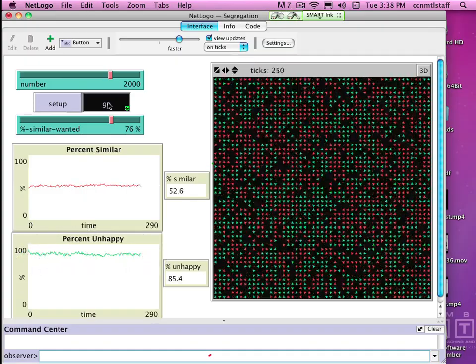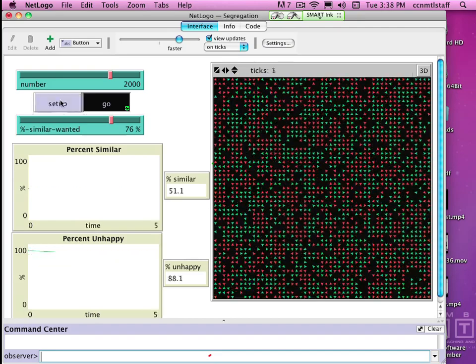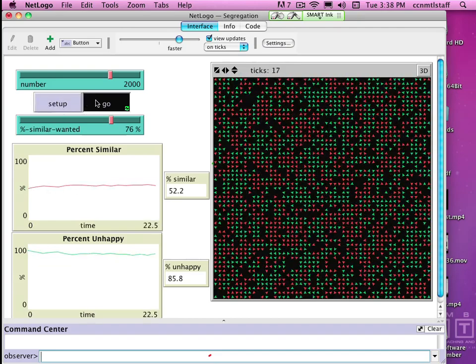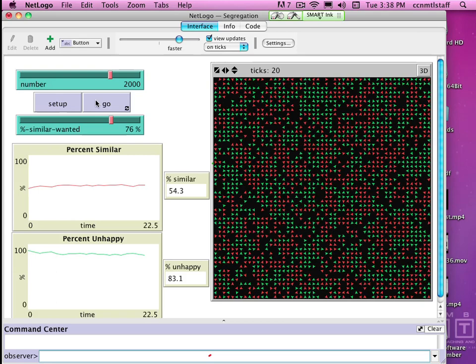All right, we'll stop it. And in summary, you can see that the model has a difference between the microstructure, in this case, which is people's desires in percent similar wanted, and the macrostructure, which is what you get. What are the patterns across all the agents together? And they're not necessarily aligned.